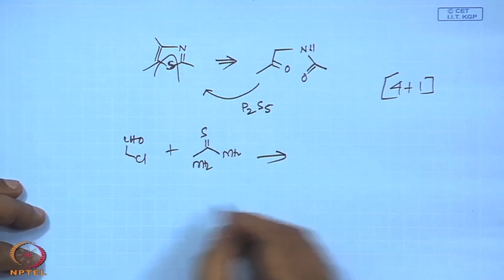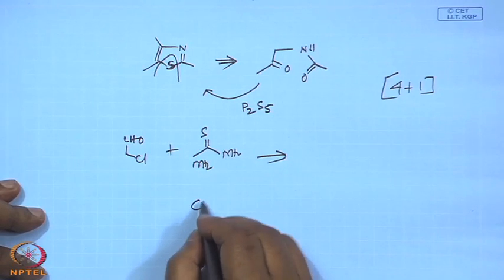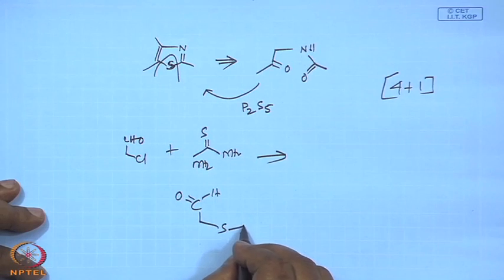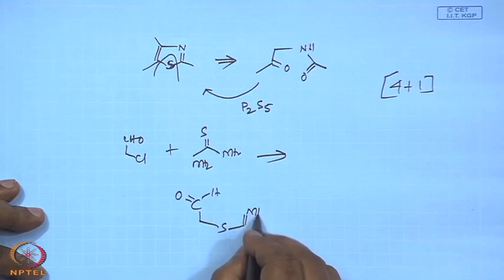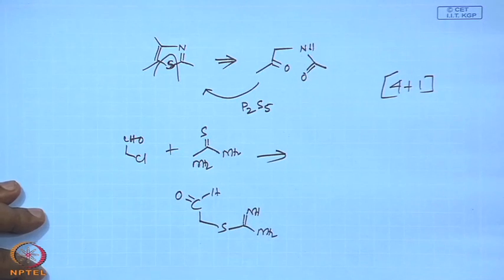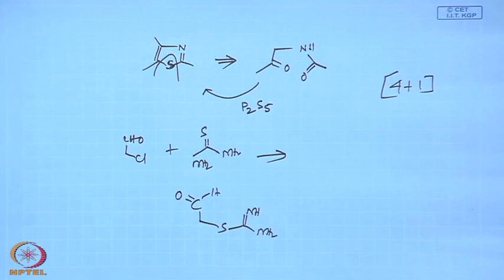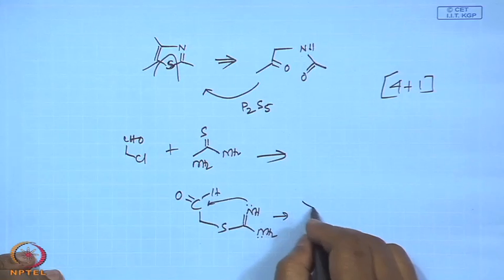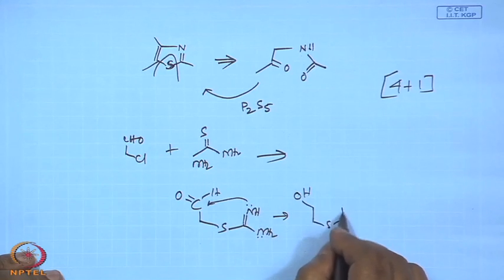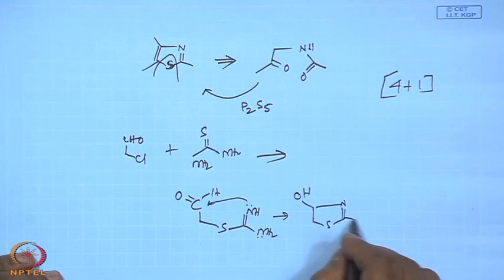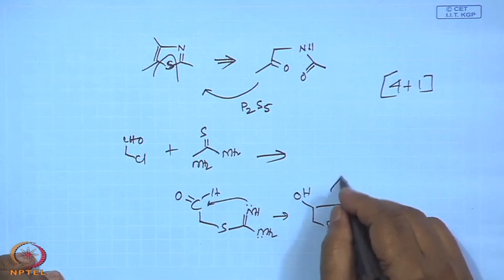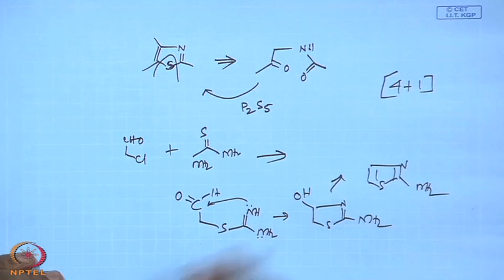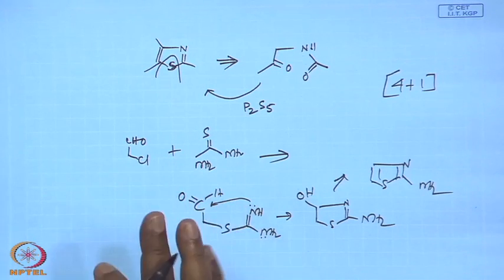So, you have to think about this thing, that sulfur is a soft nucleophile. So, it is likely that it would replace this, so sulfur would attack this one, right. And then this is nitrogen and this NH2. And then of course, what you will be getting? You will be getting these aminothiazoles.